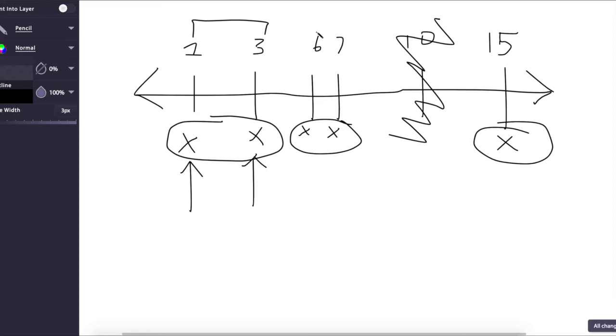Now I would go through 6 and 7. These two, 6 and 7, have a radius that is less than 3. Therefore, this is also a group.